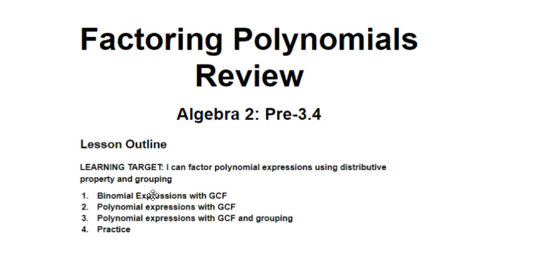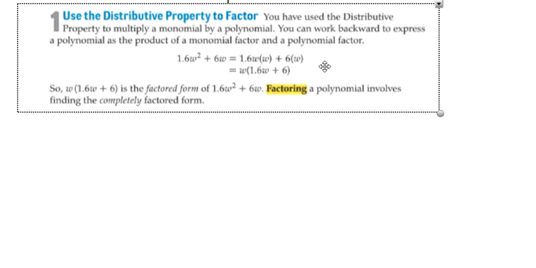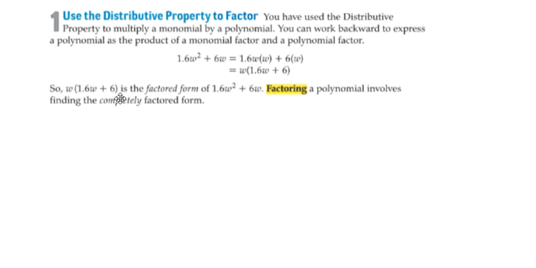What we're going to do is start with binomials, so just two terms. We'll use greatest common factor, and we'll move into these other things that are listed here. So let's get started. To review quickly, we're going to be using the distributive property, except we're going to be using it backwards, right?